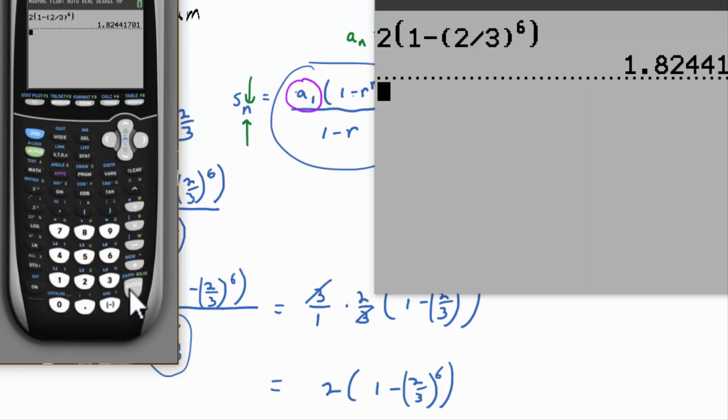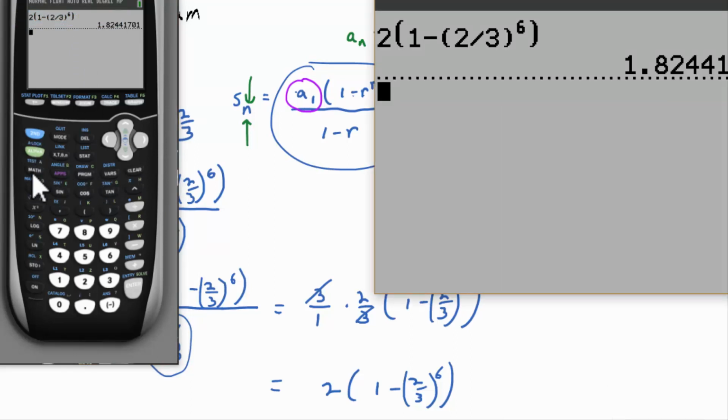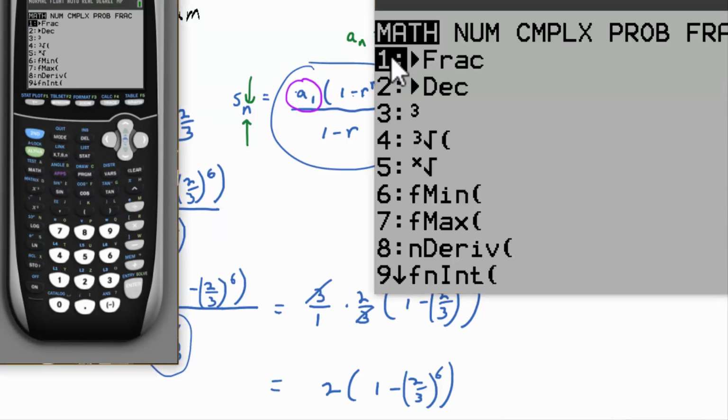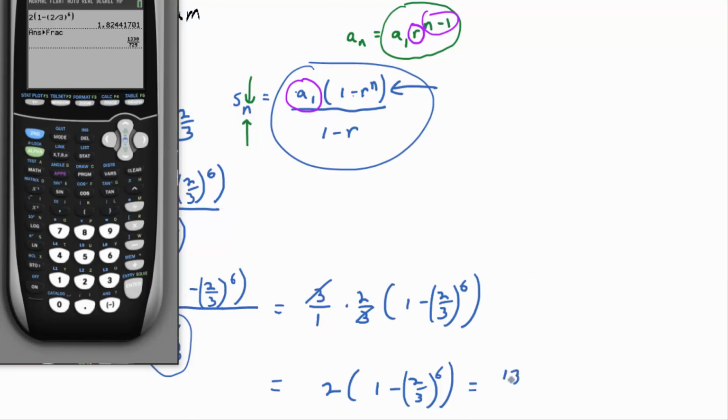1.82 if we round to 2 decimal places. And then fractions. In fractions, you could do this. Where is it? There it is. You could go to math and then hit number 1 on your keypad, hit enter, and it'll change the last output to a fraction. So if you want the exact answer, that'd be a good way to do it. So that's 1,330 divided by 729 exactly. And then if WebAssign asks for an approximation to 2 decimal places, you would say approximately 1.82.